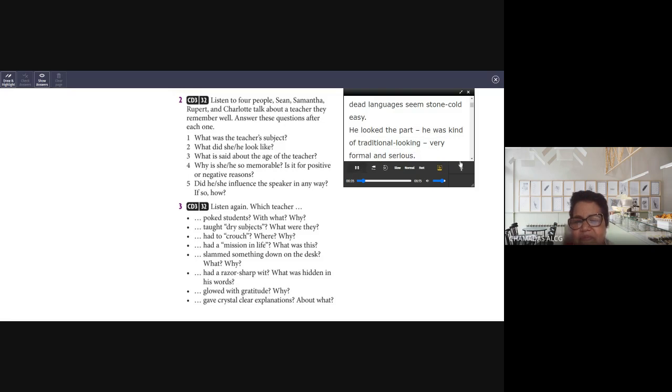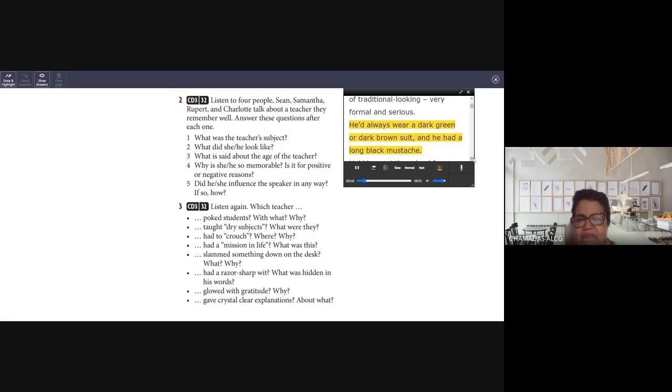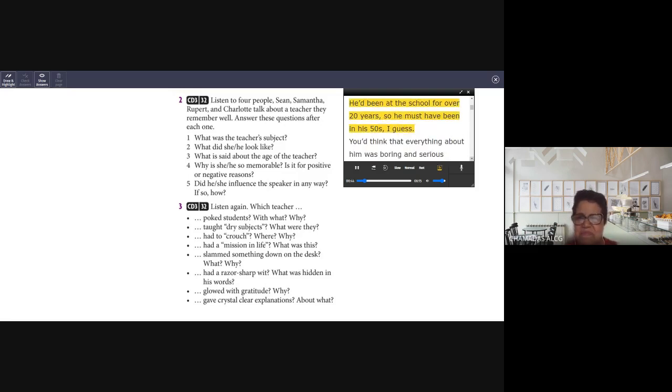He'd always wear a dark green or dark brown suit, and he had a long black mustache. He'd been at the school for over 20 years, so he must have been in his 50s, I guess.